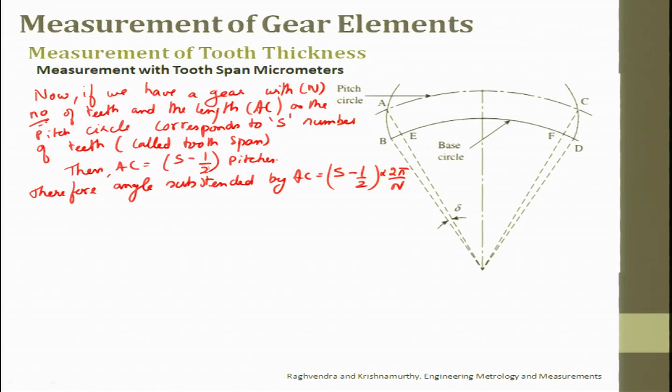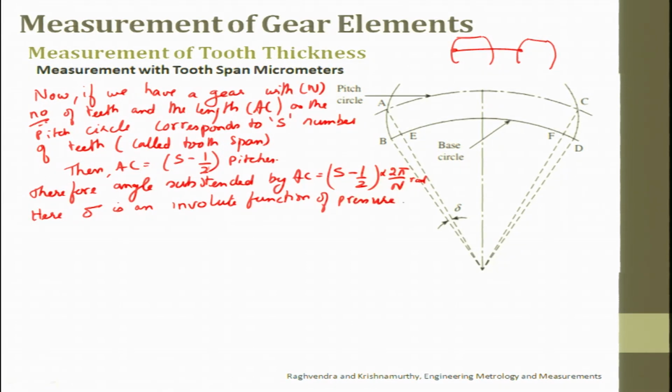By the way, S minus half is nothing but, suppose you try to take a diameter and then you try to take a next one. So, we are trying to calculate from here to here. So, one pitch, half pitch, right, 2 pi by n radians. So, here delta is an involute function of pressure angle, which is phi. Okay.